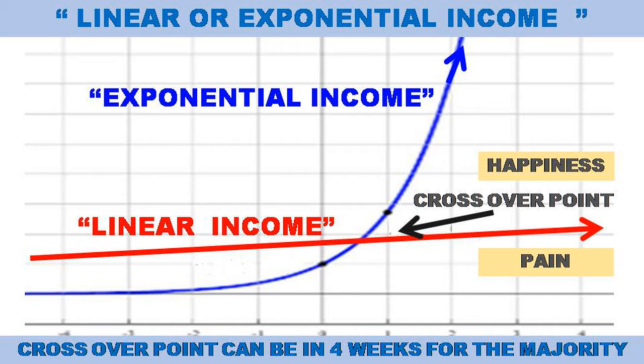We're creating exponential income. That's on this blue line here. It starts off small, but it rapidly increases and eventually it'll overtake the linear income that you're on. We're looking at the crossover point. Now if you join us on RIG and you implement what we're doing, it could be between 4 and 5 weeks for the majority of people.